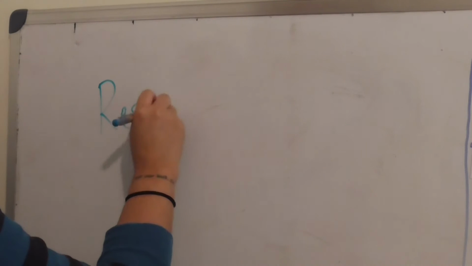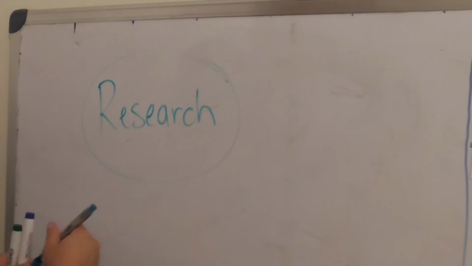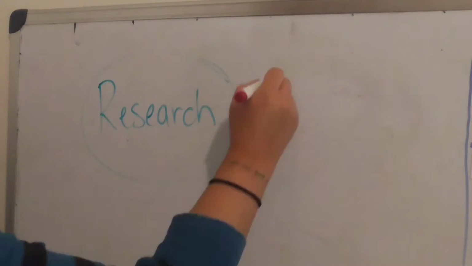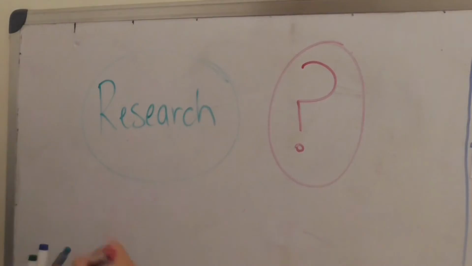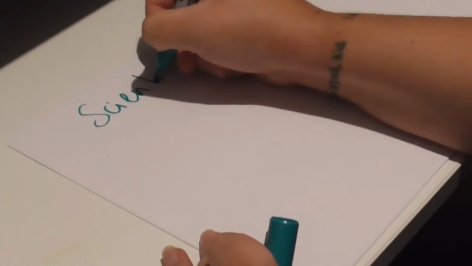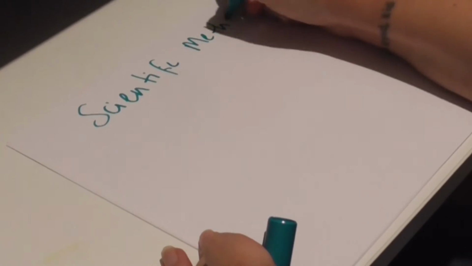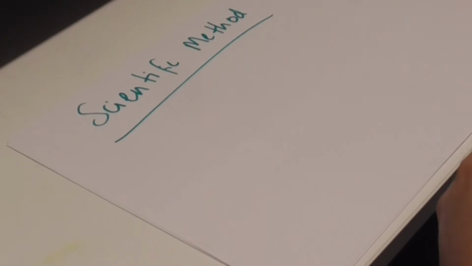So, Introduction to Psychology, we're essentially talking about research. How do we find out what we know? All of the facts that we know about psychology, how do we know them? So, psychology is a science, which means that it uses the scientific method.